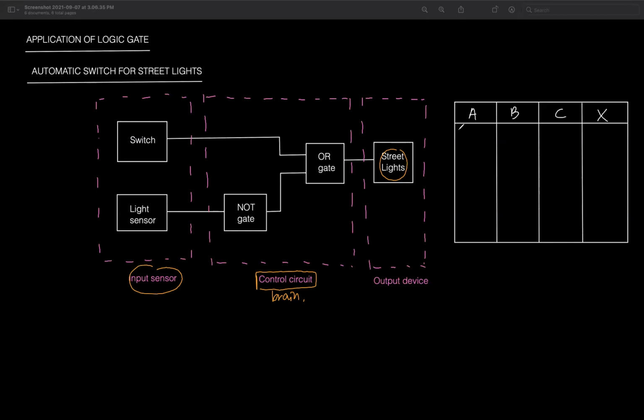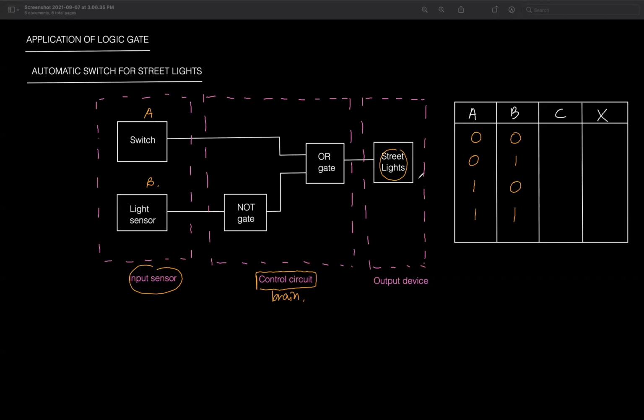Okay, let's see. Now the input, how many types of input? A, B. Let's say this is A, and this is B. How many types of inputs? I can go 0, 0, 0, 1, 1, 0, and then 1, 1.